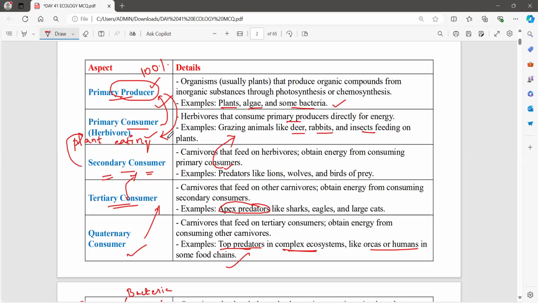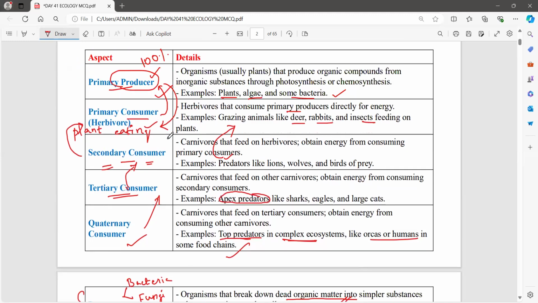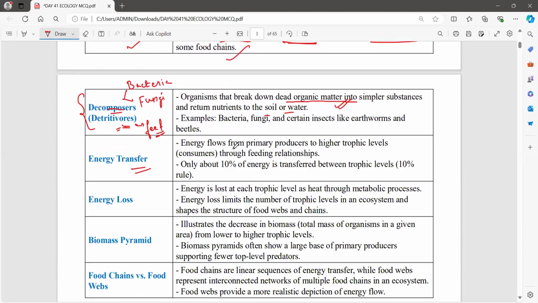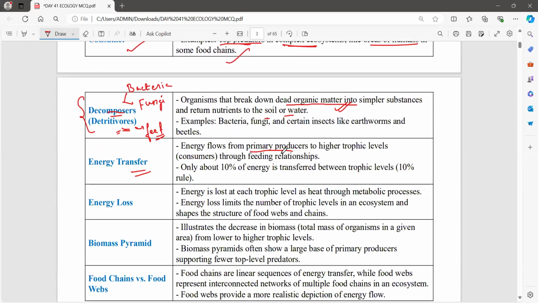What I'm asking is, will all the 100% of energy present in the primary producer be transferred to the primary consumer? Absolutely, it is a wrong statement. Why? Because the energy flows from a primary producer to higher trophic levels through the feeding relationships. Only about 10% of energy will be transferred between the trophic levels. Yes, Lindeman's rule. Very good. The 10% rule, we can call it like that.